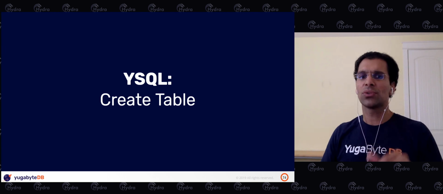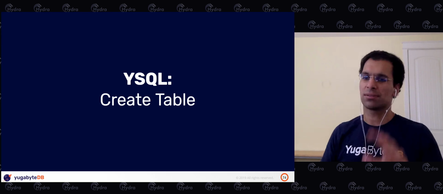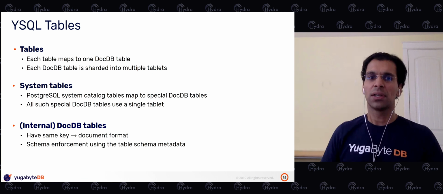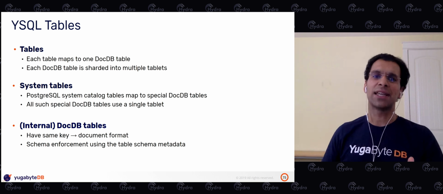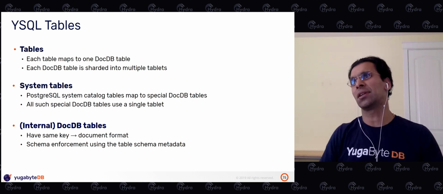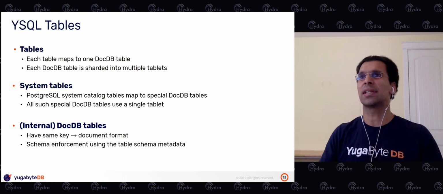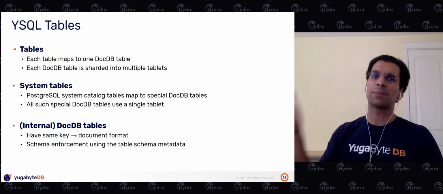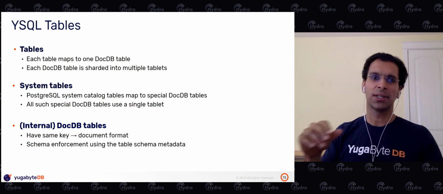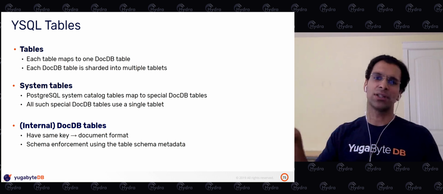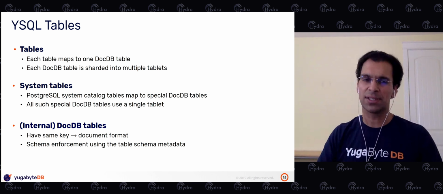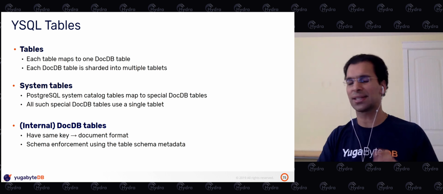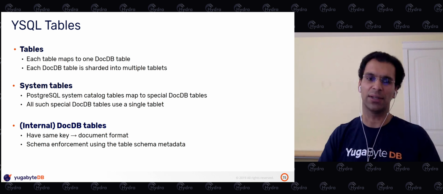Okay, so we're going to go through a couple of flows. It's going to be quick because with all the background on the DocDB side, this is not going to get too complicated. So YSQL is the modified, stateless Postgres layer of Yugabyte, right? So a YSQL table, every table maps to one DocDB table, which is sharded. Every DocDB table is sharded or could be sharded into multiple tablets. Now, there are some exceptions here where you can map multiple tables from the YSQL side into a single tablet, but we're not going to go into that right now.